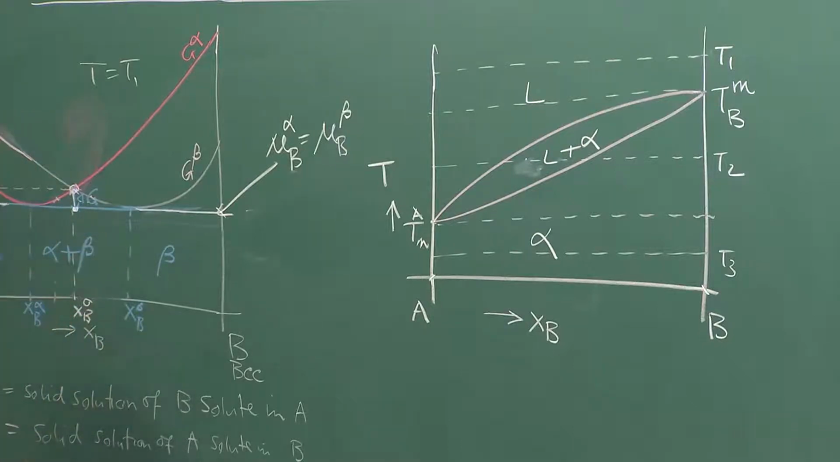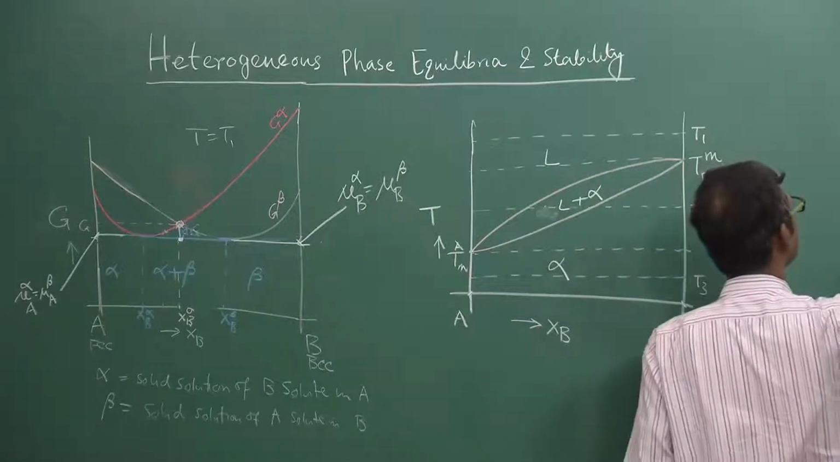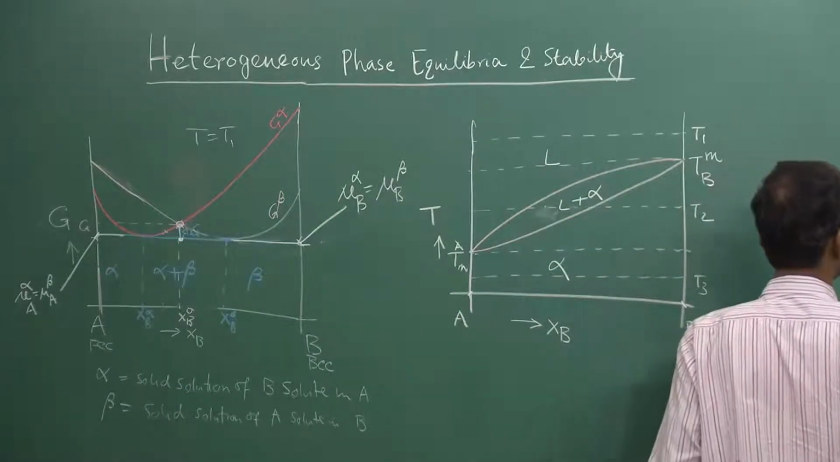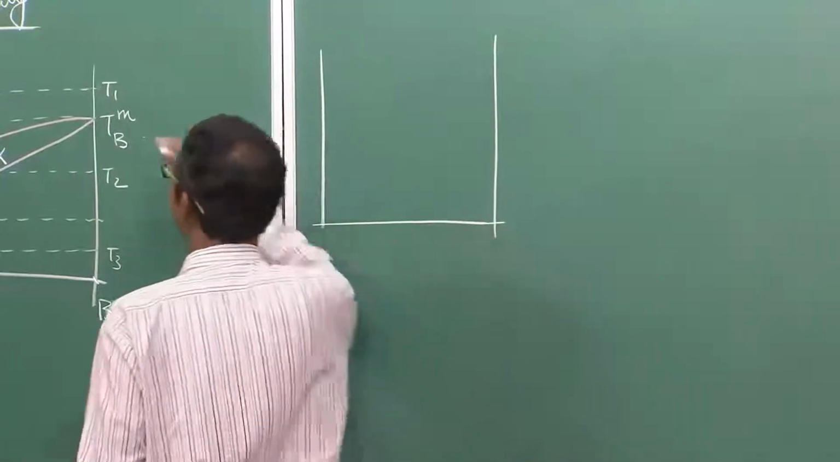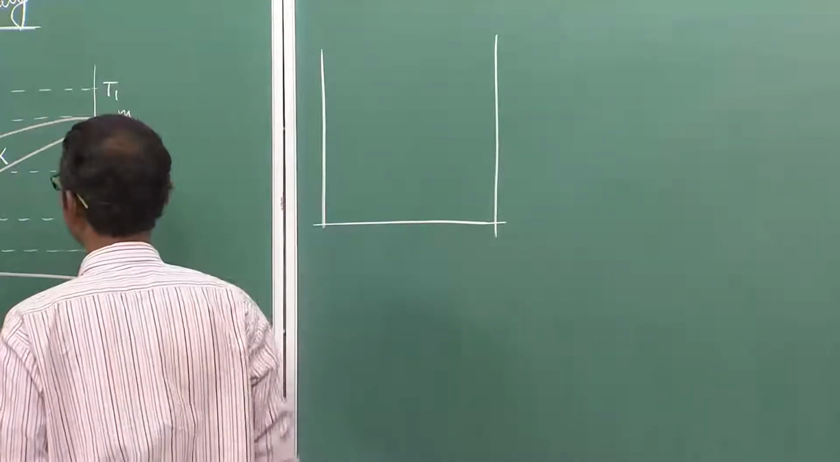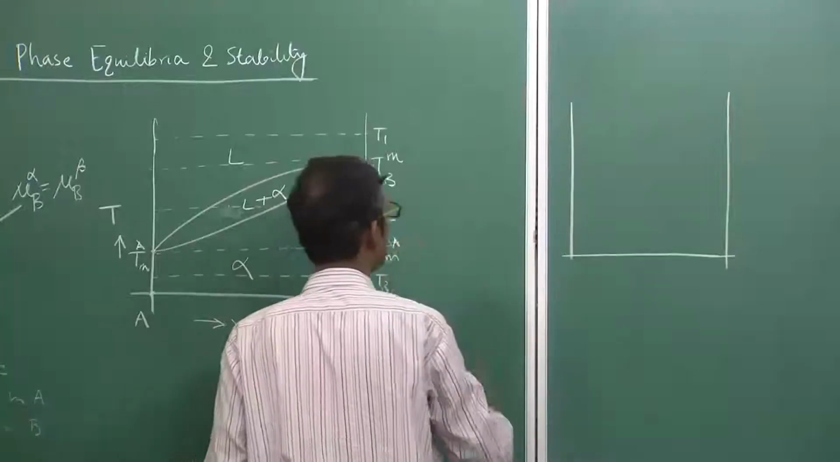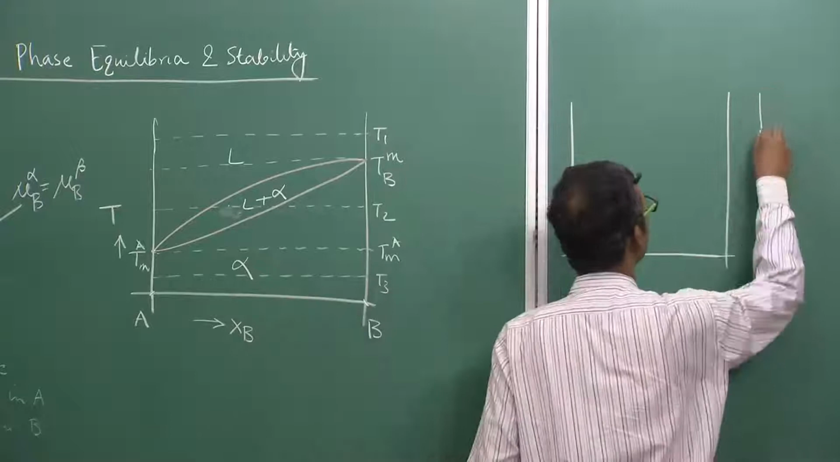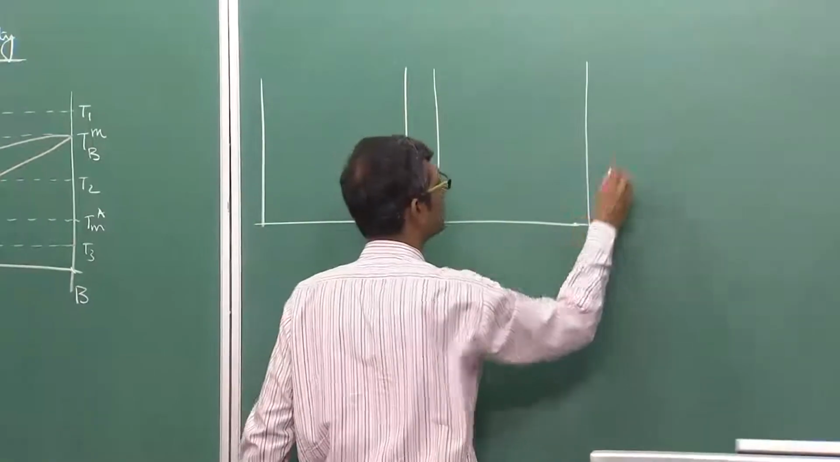which is a very low temperature where only the alpha phase is stable according to the phase diagram. So let me just draw these free energy composition diagrams here on this board. How many diagrams will there be? Five, because there are five temperatures: 1, 2, 3, 4, 5. This is also TMA. So I will draw five diagrams, three at the top and two at the bottom.